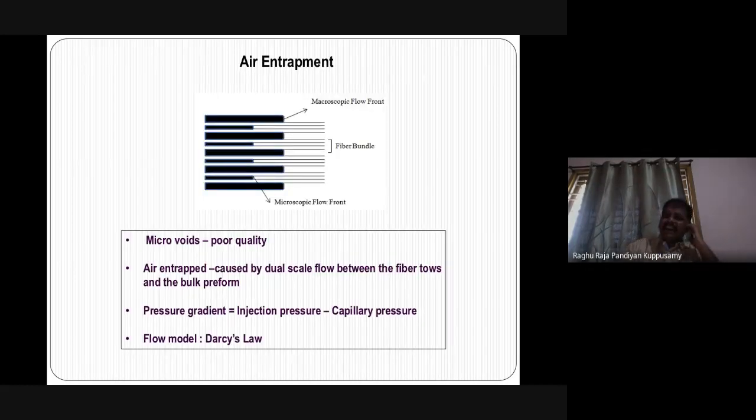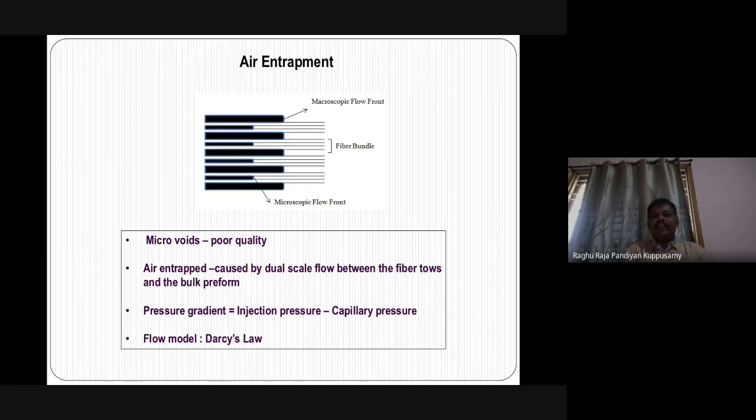So why is air entrapment very important? There are two things: micro voids as well as macro voids. These voids are due to the differential flow of resin within the fiber tows. It may be a smaller void or a bigger void, whatever, so it is poor quality. The air is entrapped within the mold because of the dual scale flow between the fiber tows and the bulk flow.